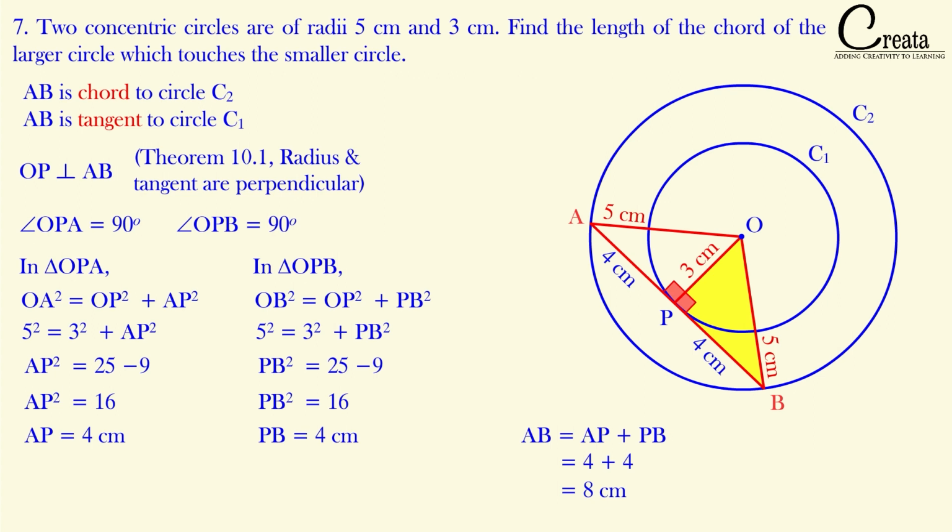This is a very interesting concept. You should note it down. Whenever we have two concentric circles and the chord of the outer circle, the bigger circle, is touching one point of the inner or the smaller circle, then the chord of the bigger circle will act as a tangent for the smaller circle. So this is one of the important concepts. You should know it. We are done with question number 7.